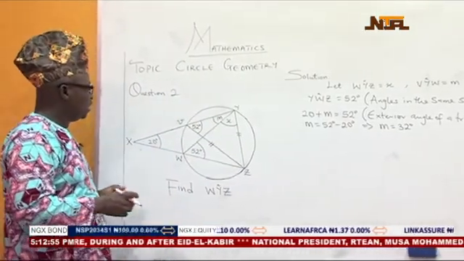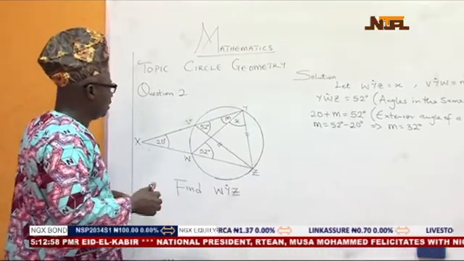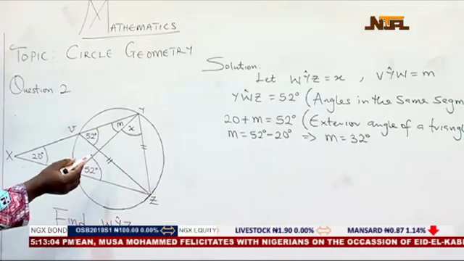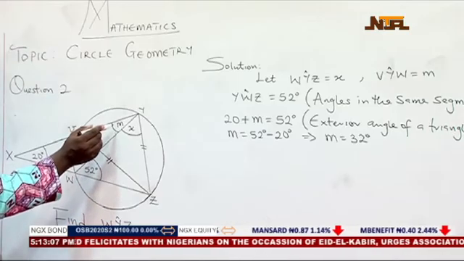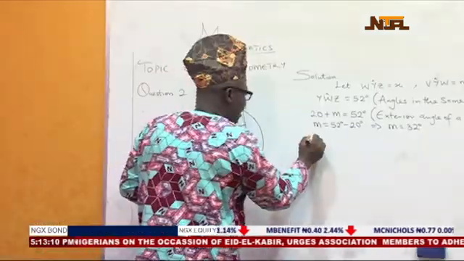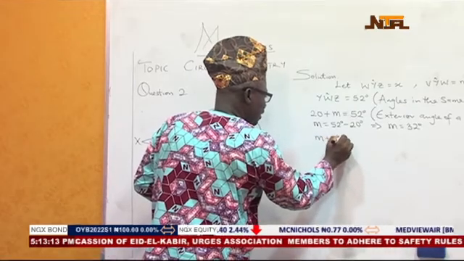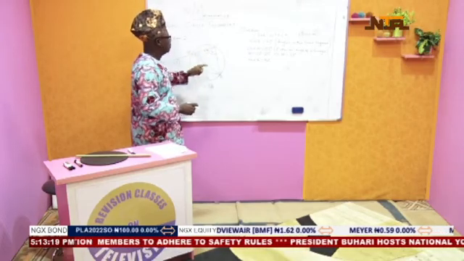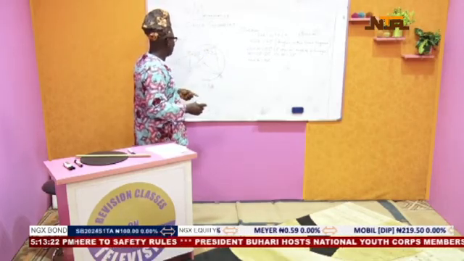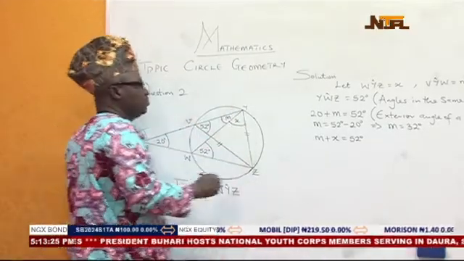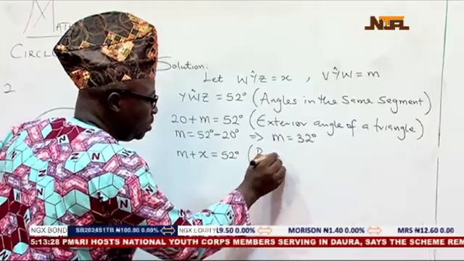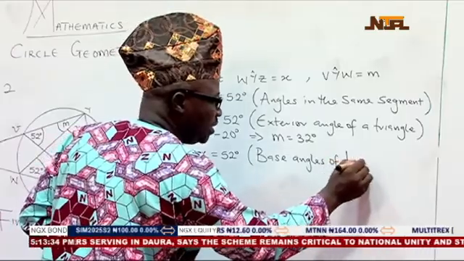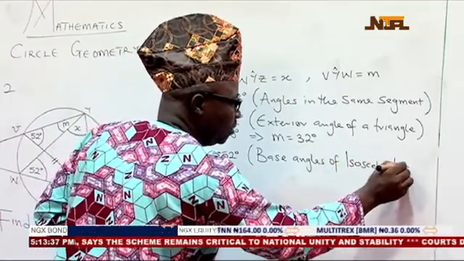Then I'll now go back to the previous point I've made, that this triangle is an isosceles triangle and the base angles are the same. That is 52 degrees is going to be M plus X. So I can write that M plus X is going to be 52 degrees. Why are they equal? Because both of them are the base angles of an isosceles triangle VYZ. So I'll write base angles of isosceles triangle.